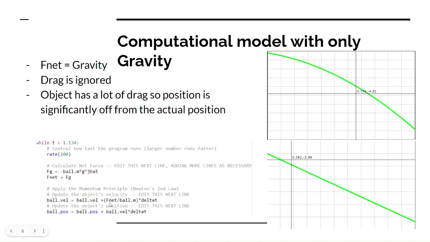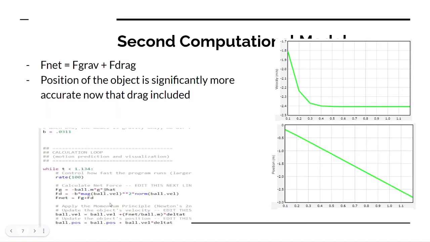All right, second computational model, we're looking at F net equals F grav plus F drag. So the position of the object is significantly more accurate now that drag is included. As we're going to see, the velocity tends to get off at one point where it starts going at a horizontal line. That's going to be your terminal velocity. That's where it's a constant velocity because the drag and the gravity are going to be equal. And if they're equal, that means there's no net force. No net force means that it's going to be a constant velocity.